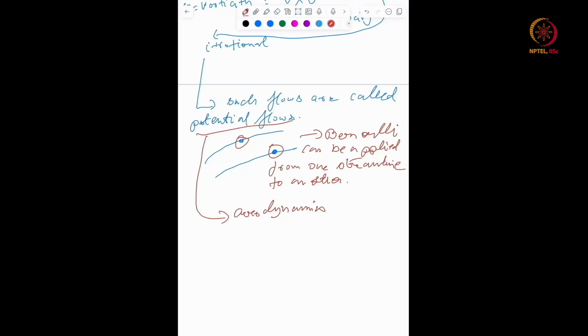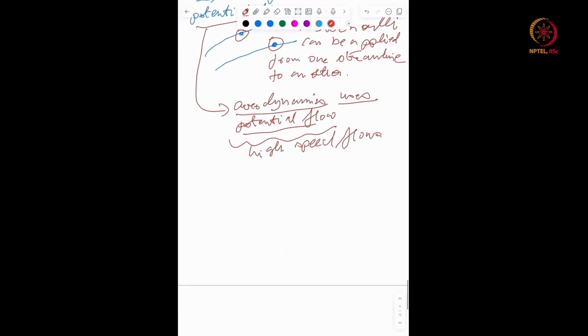Aerodynamics uses potential flow. All right. So this approach is acceptable in wind tunnel applications where the friction level is low, or high speed flows, extremely high speed flows. So this is routinely used in those kinds of situations.